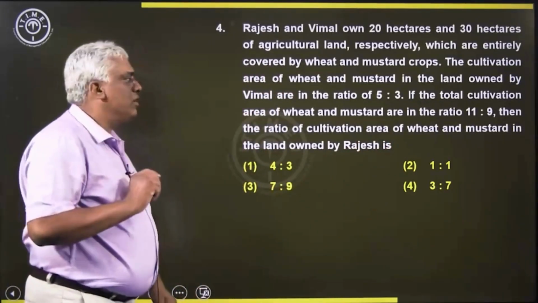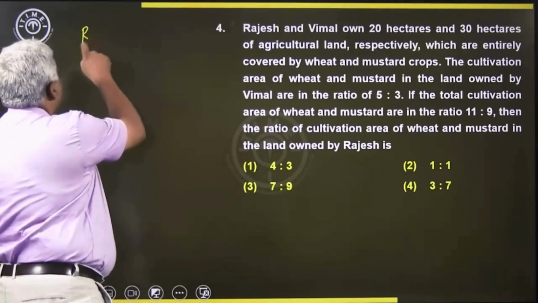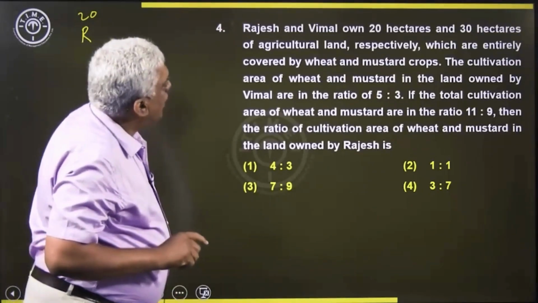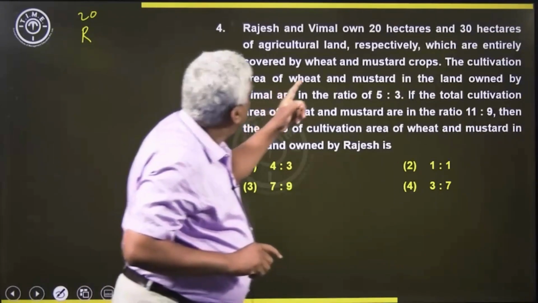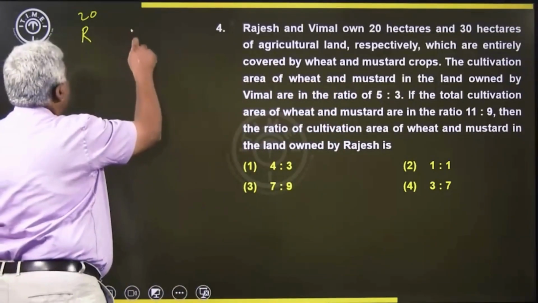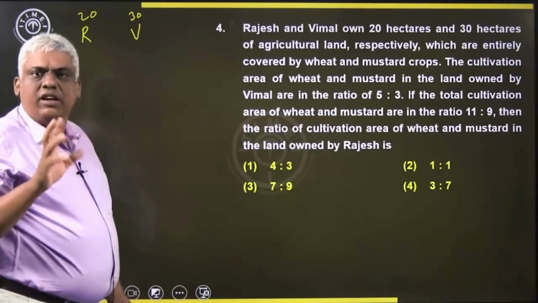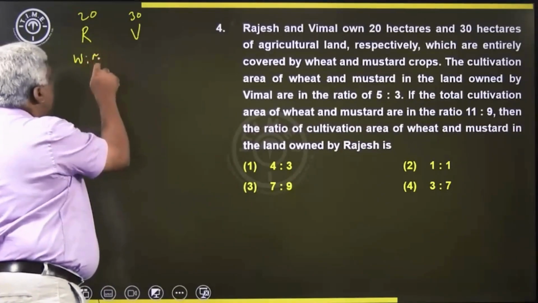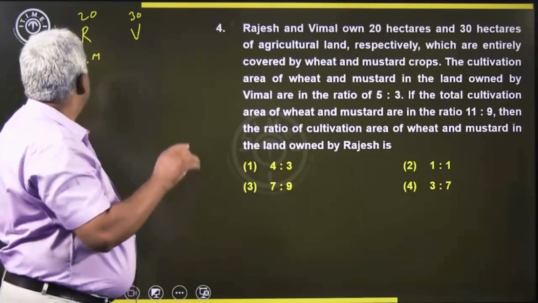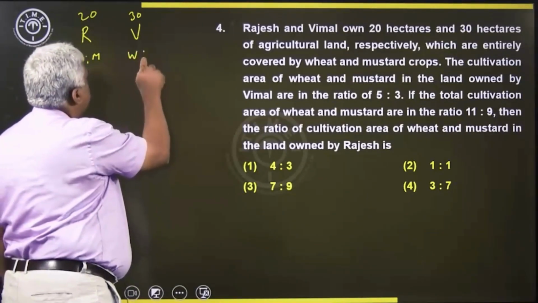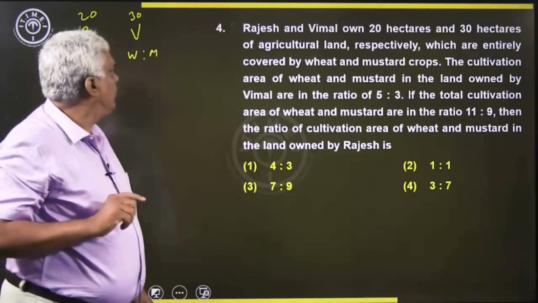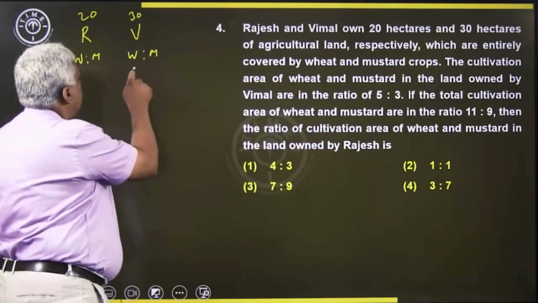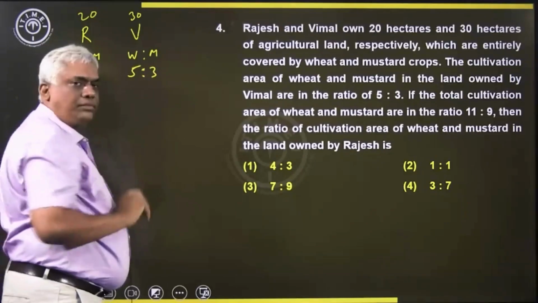So, see here, Rajesh has 20 acres of land and Bimal has 30 acres of land, and they are cultivating wheat and mustard. Now, the ratio of wheat and mustard in Rajesh's land is not given. The ratio of the area under wheat and mustard cultivation in Bimal's land is given as 5:3.